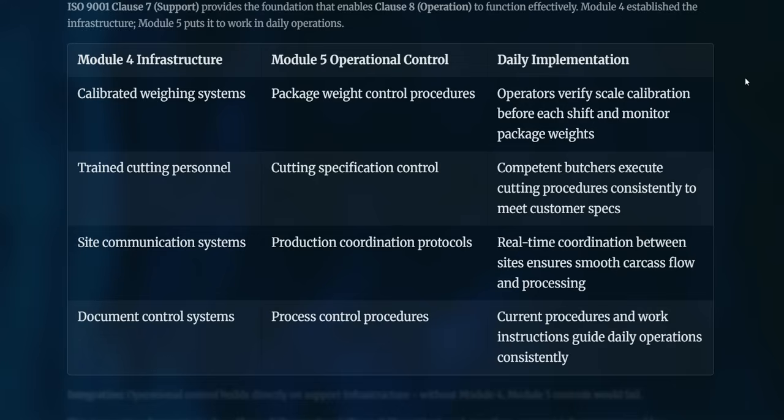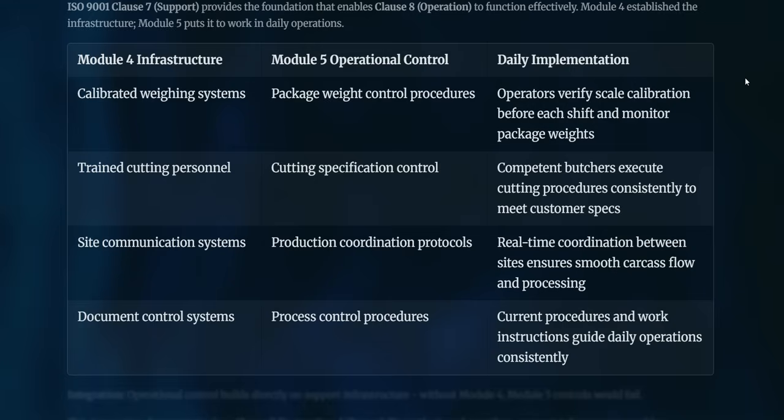The third infrastructure that we get from Module 4 is the site communication system. Module 5, operational control. Here, what do we do? Production coordination protocols must be implemented, and daily implementation control for this operational control includes real-time coordination between sites to ensure a smooth carcass flow and processing.